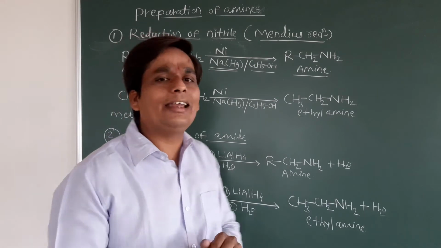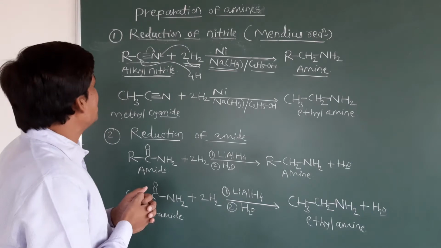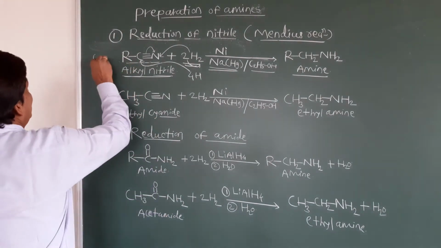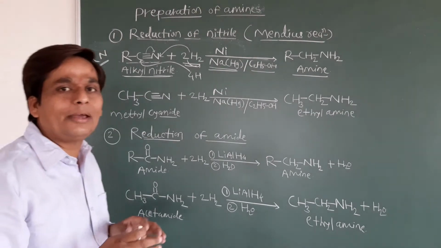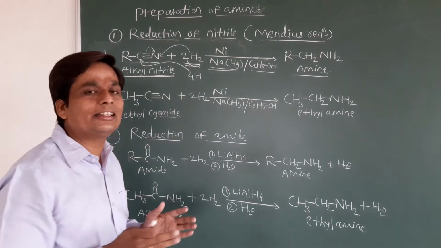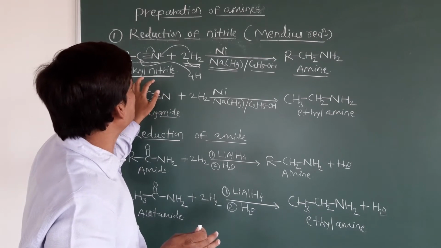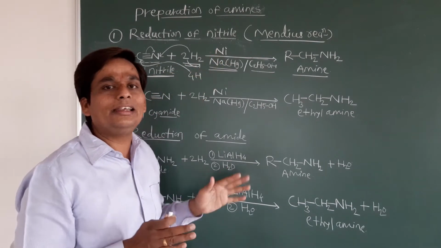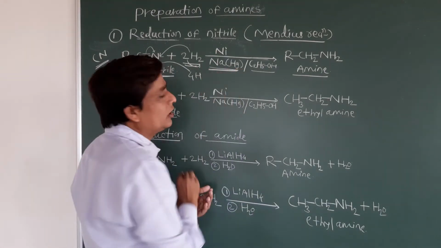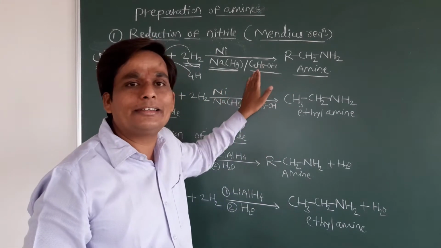Reduction of the nitrile group. Students, nitrile is nothing but the cyanide group. I have taken one general reaction here, R-C triple bond N. In a cyanide group, carbon and nitrogen always have a triple bond, C triple bond N. This is an alkyl nitrile, or we can say an alkyl cyanide. When this undergoes reduction in the presence of nickel, nickel acts as a catalyst, along with NaHg, which is sodium amalgam, and ethyl alcohol, which acts as a solvent.